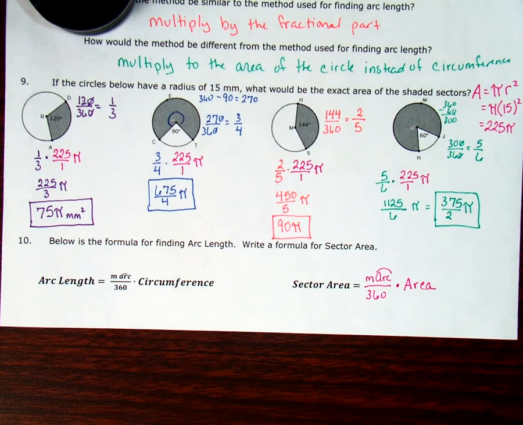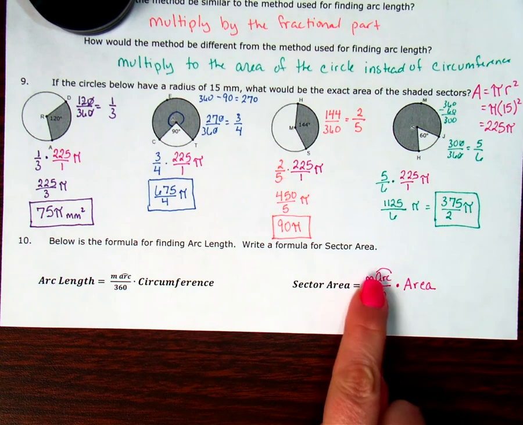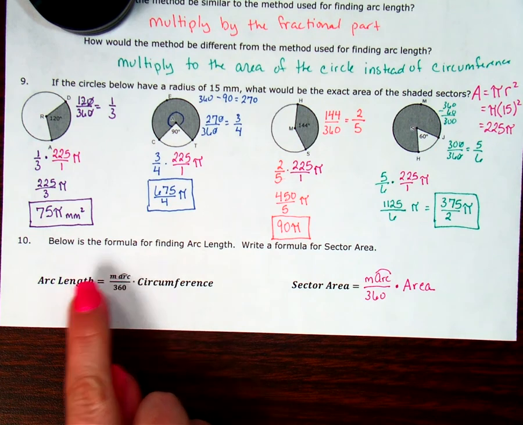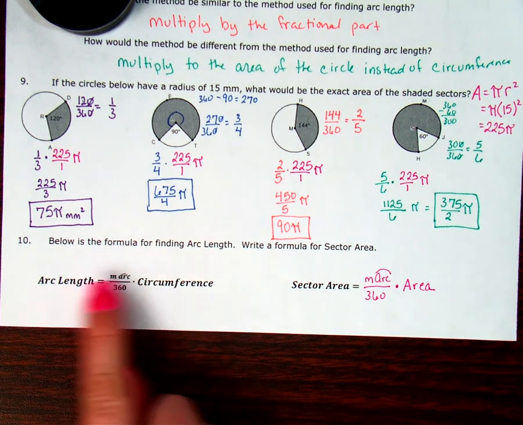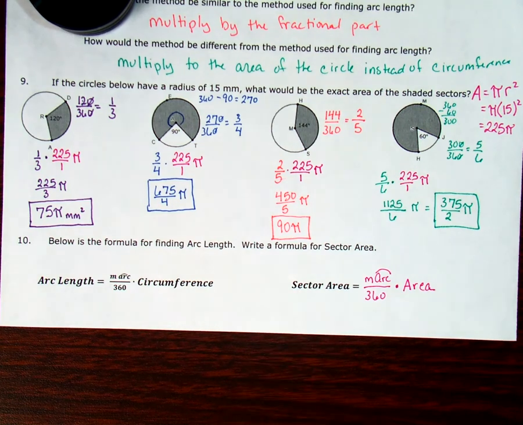Remember, they're going to be different from the measures of the arc. So you always have to pay attention to your problems and say, is it asking me to find the measures of the arc? Is it asking me to find the arc length? Or is it asking me to find the sector area? So always make sure you're reading your problems to see what they are asking me for.